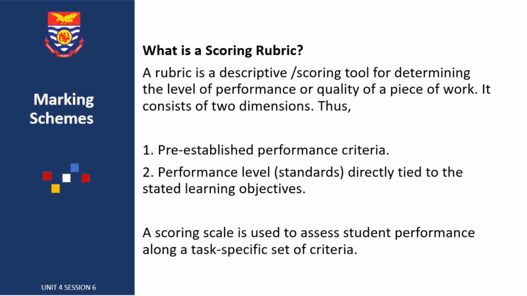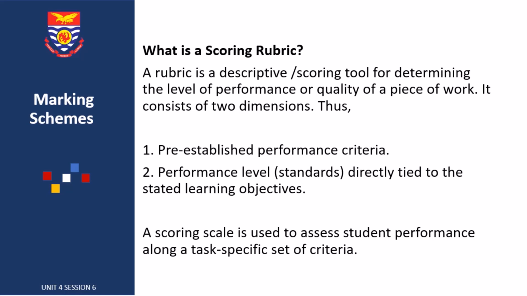Okay, so let's look at the second one. Now, we've seen what a marking scheme is. Let's see what a scoring rubric is. A rubric is a descriptive or scoring tool for determining the level of performance or quality of a piece of work. So it consists of two dimensions: pre-established performance criteria and also performance levels, which is another name for standards, directly tied to the stated learning objectives.